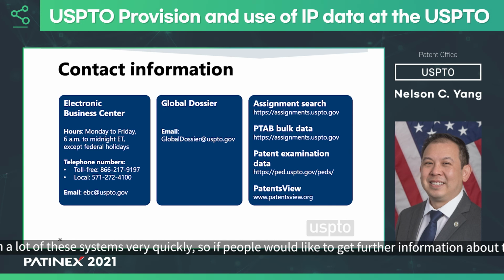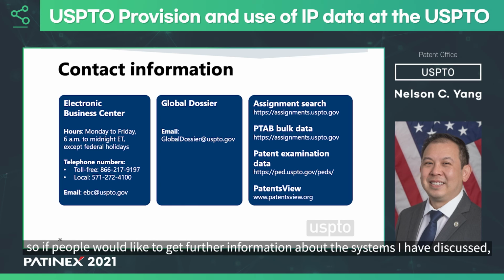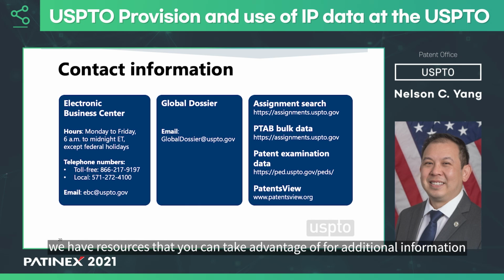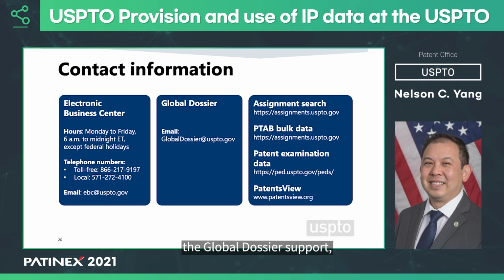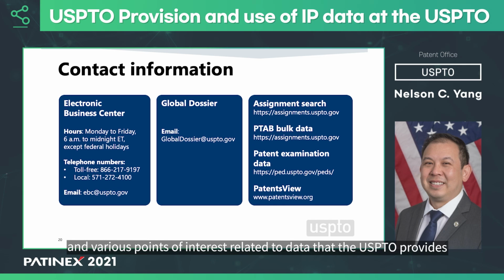I realize that I went through a lot of these systems very quickly, so if people would like to get further information about the systems I have discussed, we do have resources that you can take advantage of for additional information. As you can see here, these include information on how to contact the Electronic Business Center, or EBC, the Global Dossier support, and also various points of interest related to the data that the USPTO provides.